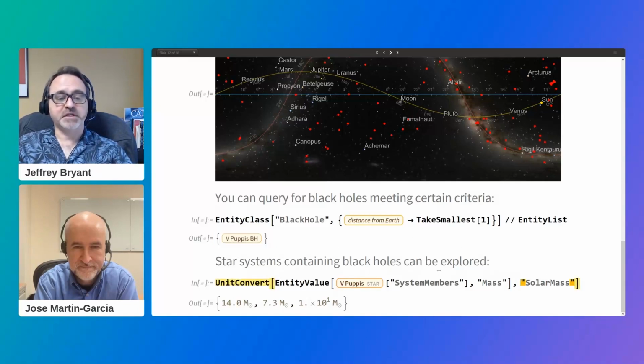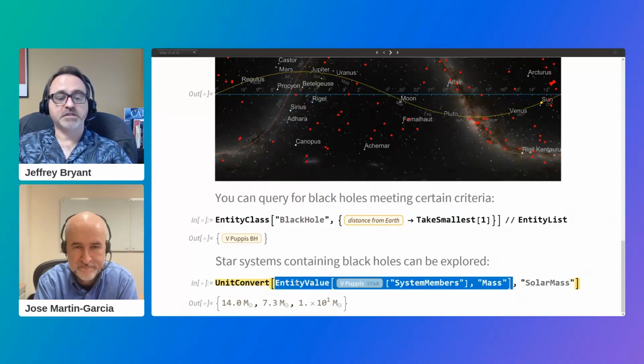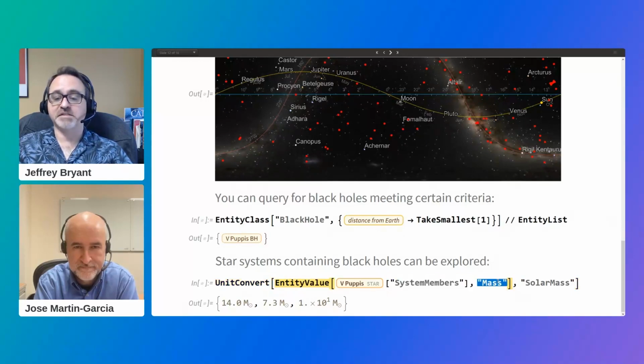Here you can see where I've queried entity value for the V Puppis, and I've said, give me all the system members and give me their masses and convert those into solar masses. And here you can see that it has a star that's 14 solar masses, one that's 7.3 solar masses, and it has one here, a black hole that's 10 solar masses. So this is actually a triple system, but one of those components is a black hole.